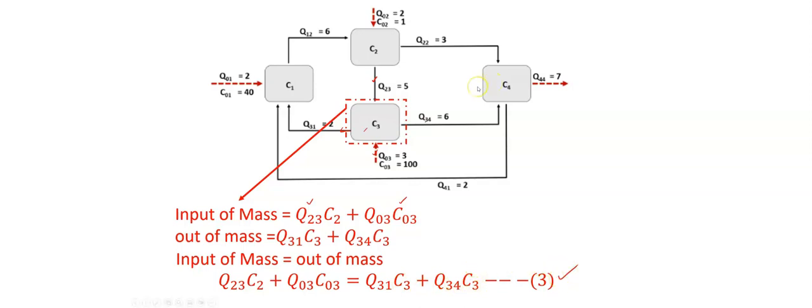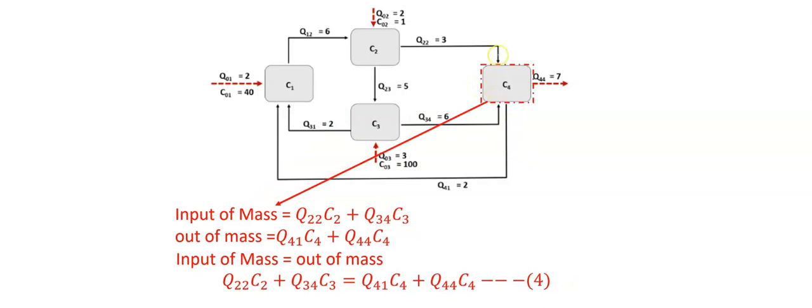Now we have to balance for reactor 4. Input of mass, so this is input, this is input. Here Q22 into C2 and Q34 into C3, and output of mass is here, so that one stream is coming to the reactor 1, so Q41 into C4 and then Q44 into C4. So that again, if you put together, input of mass is equal to output of mass. So Q22 into C2 plus Q34 C3 is equal to Q41 C4 plus Q44 C4. So that is equation number 4.